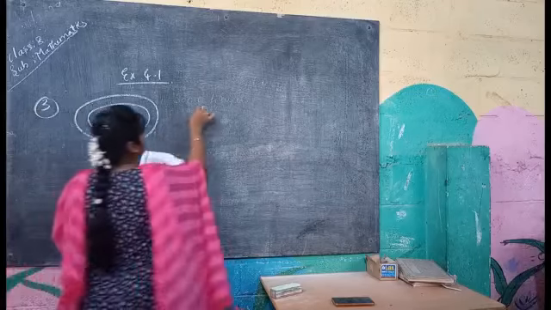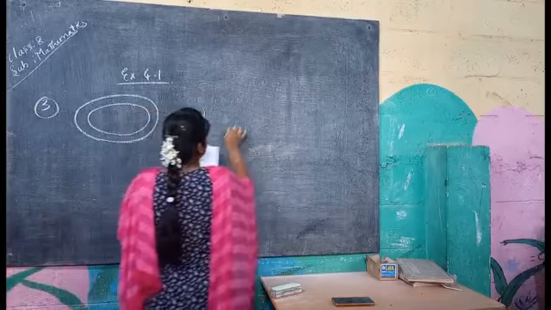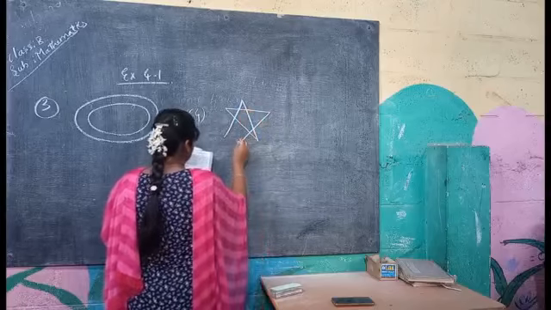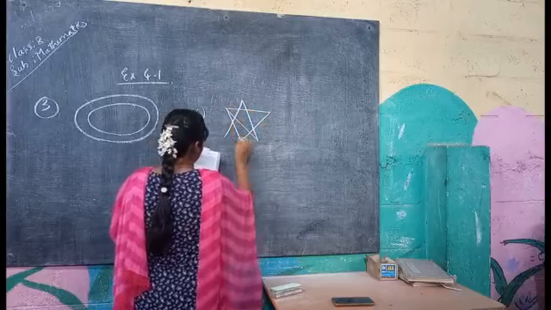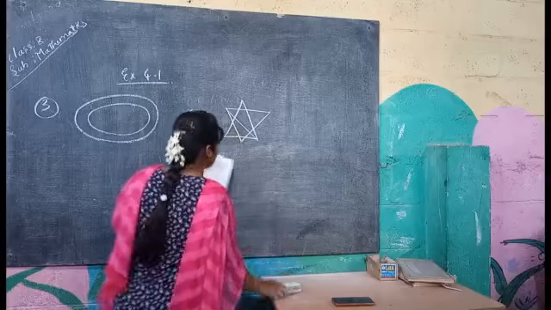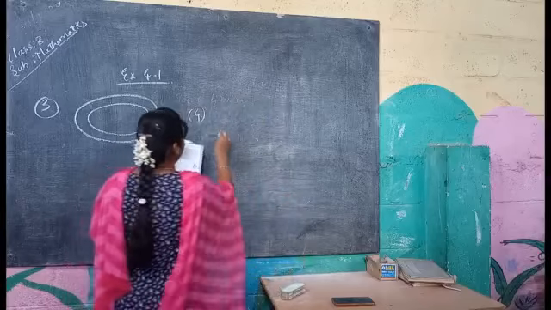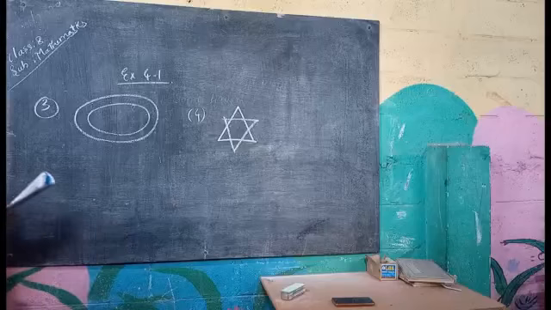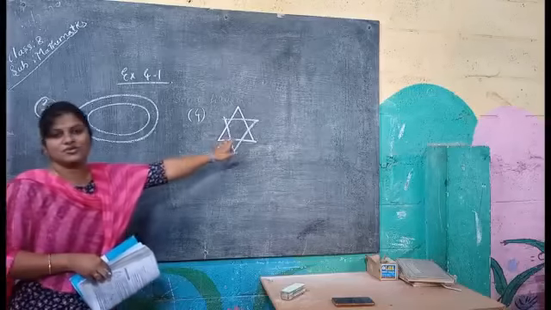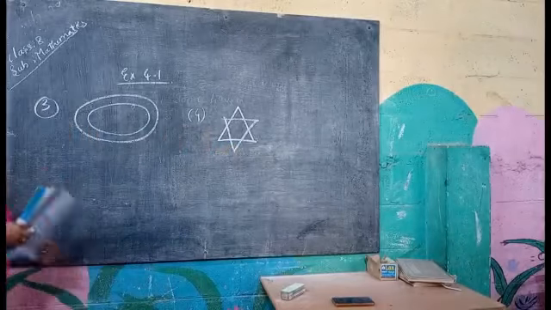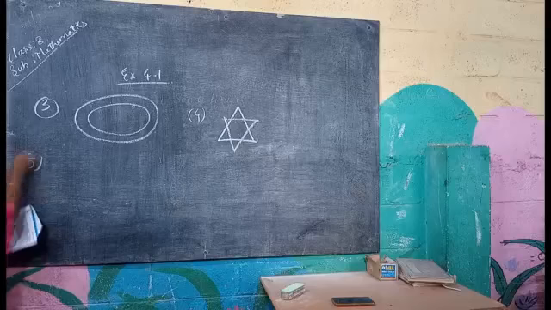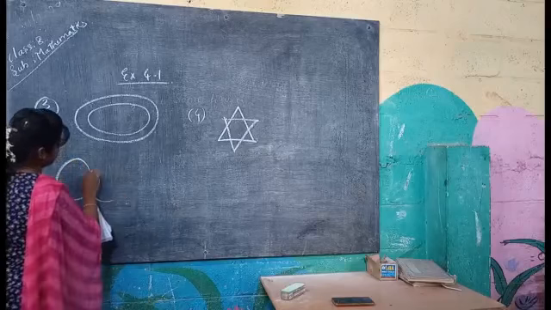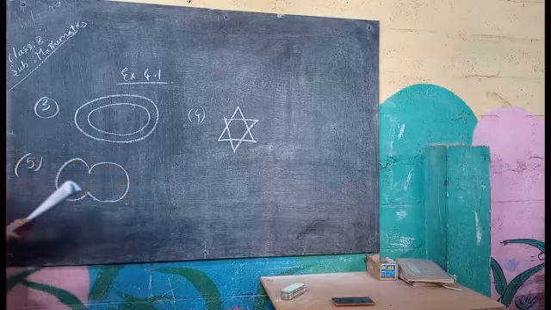The fourth one is also the same. Here also we don't have any curves, any lines, or diagonals. So it also does not include any name. The last one, the fifth one, I will draw now. It is like this.